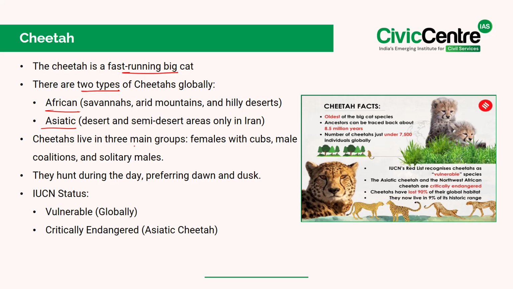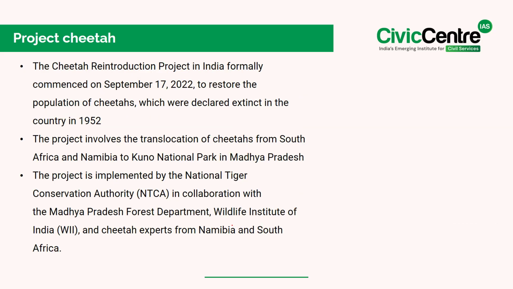So the cheetahs live in three groups: females with cubs, male coalitions and solitary males. Significantly, they hunt during the day, preferring dawn and dusk. Moving on to talk about the IUCN status. So they are under the vulnerable status globally, and the Asiatic cheetah, whichever is there, is critically endangered. Now, what about Project Cheetah?